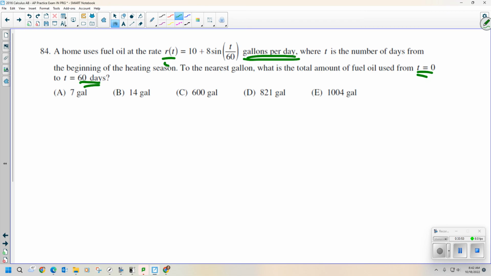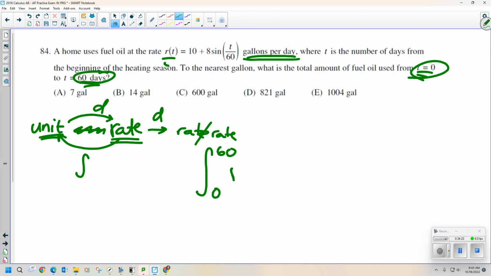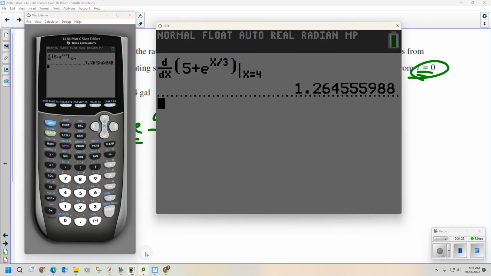0 to 60. If I have a rate and I want to get to the rate of the rate, that's derivative. If I want to get to the original units, if I go back, I integrate. I integrate a rate to get my unit. I'm going to integrate from 0 to 60, because that's what they want, my rate. Okay, and let's see what that gives me. Go back here.